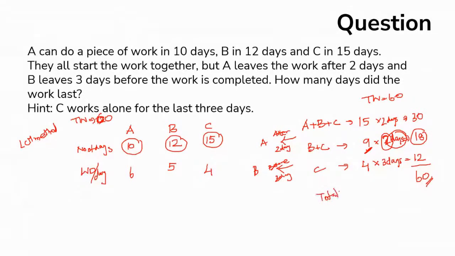Be clear, they were asking for the total number of days. So the total days is calculated as initially 2 days, after that 2 days, and the last 3 days. So it is going to be 7 days. So the work lasted for a total of 7 days. So that is the answer for this one. The answer is 7 days.